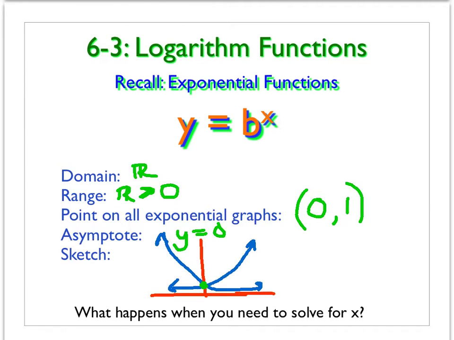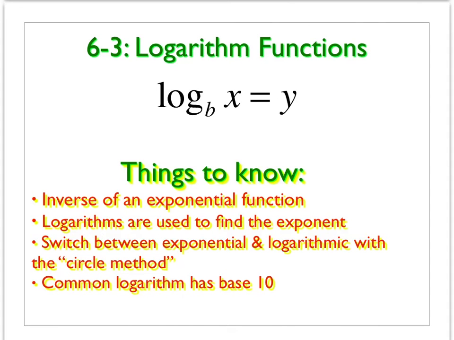So, the question is, and I'm going to stop recording for a minute, it says, what happens when you need to solve for x? Tricky. But things to know. It's the inverse of an exponential function. So their graphs are reflections over the line y equals x.